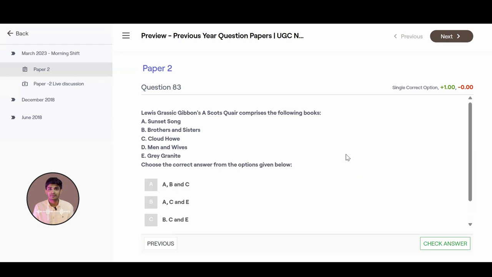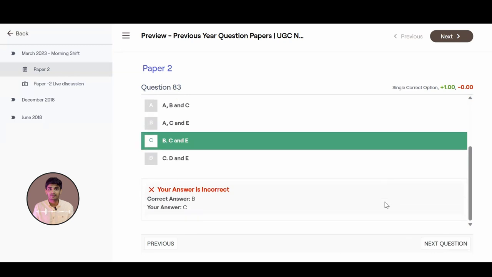Anybody? 83rd question. It's been some time since you made a guess. Give me the answer or take a guess. 83rd question. C. Let's go with C. But C is not the right answer.